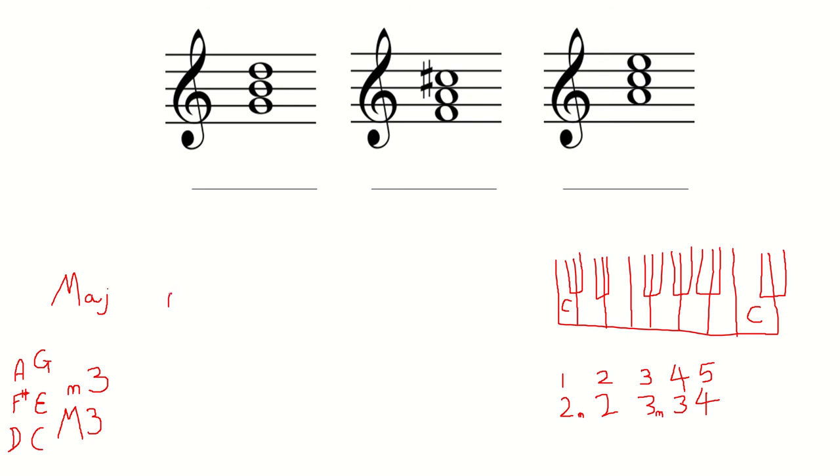For a minor chord, it's the opposite. We have a minor third on the bottom, and then a major third on top.